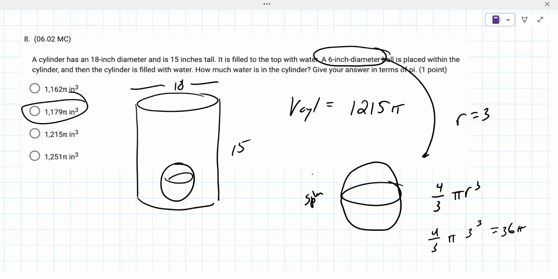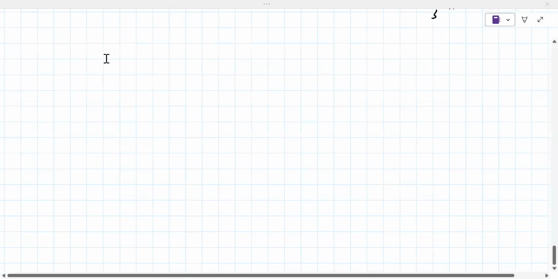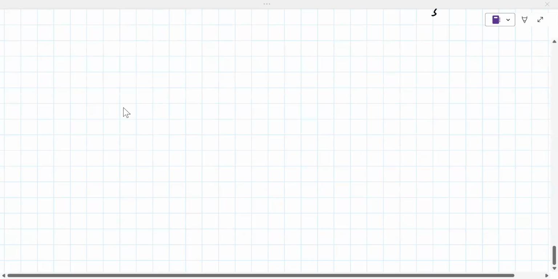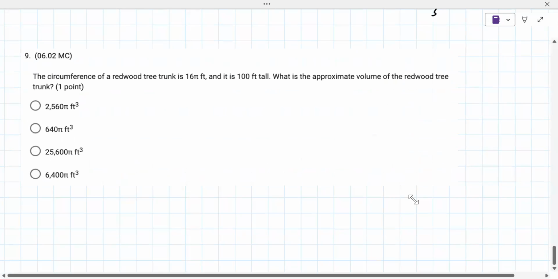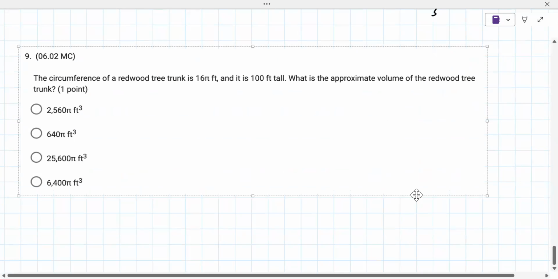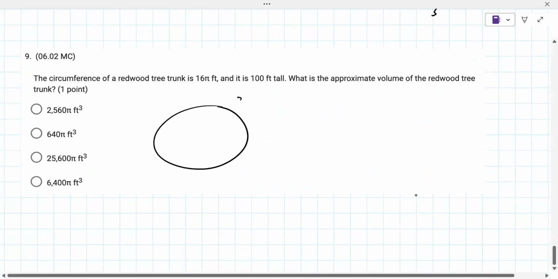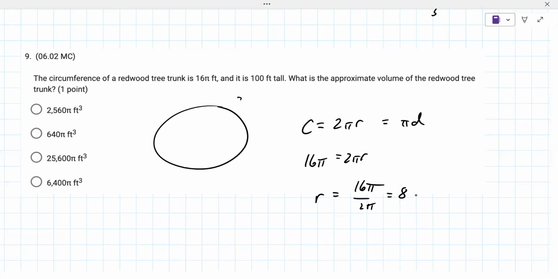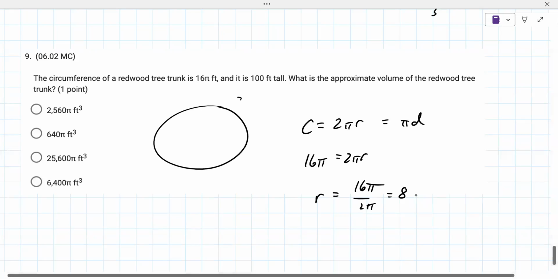So it looks like you're doing a lot of compositions of volumes, adding and subtracting them. The circumference of a redwood tree trunk is 16 pi feet. If you go all the way around, the circumference is 2 pi r, or pi times diameter, but usually you need the radius. It's 16 pi. So that allows you to find the radius. The radius is 16 pi divided by 2 pi, which is 8 feet.